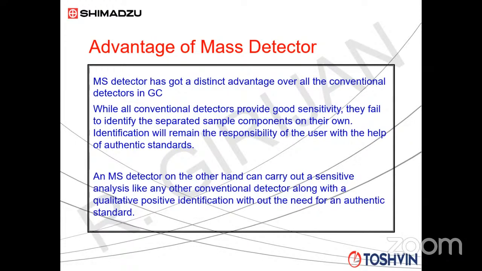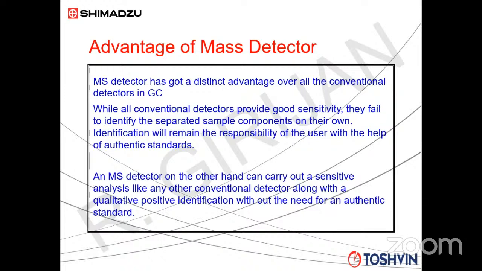It can also give you very, very sensitive analysis. It is not going to compromise on sensitivity; the same level of sensitivity can be attained in a mass detector. At the same time, it can also identify the separated compounds without the requirement for a reference standard. I'm just underlining the sentence. The mass detector can identify the separated compounds without the requirement for a reference standard. That means qualitative analysis can be carried out and the separated compounds can be identified by the mass spectrometer. For that, you don't require a standard.